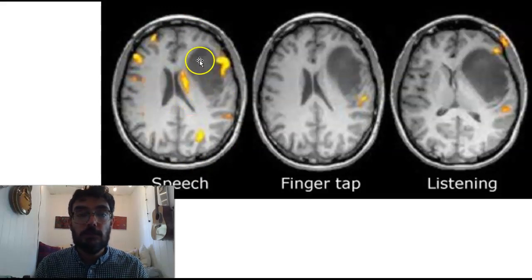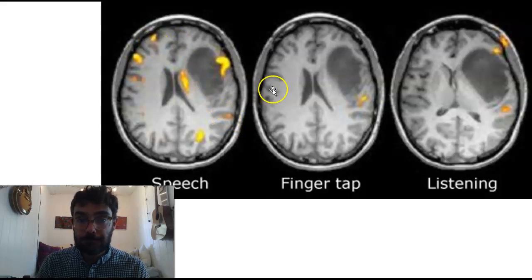You can see there's a few different areas involved with speech. Temporal lobe, we've got some speech and Broca's area working over here. This is a person just tapping their finger, and here's a person listening. Notice there are multiple regions lighting up.